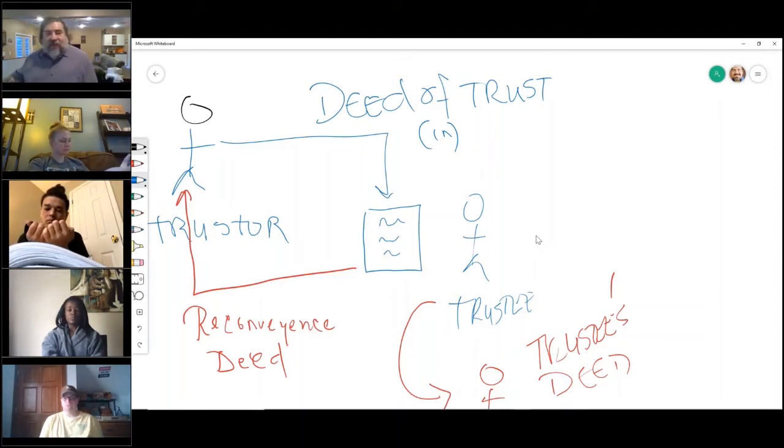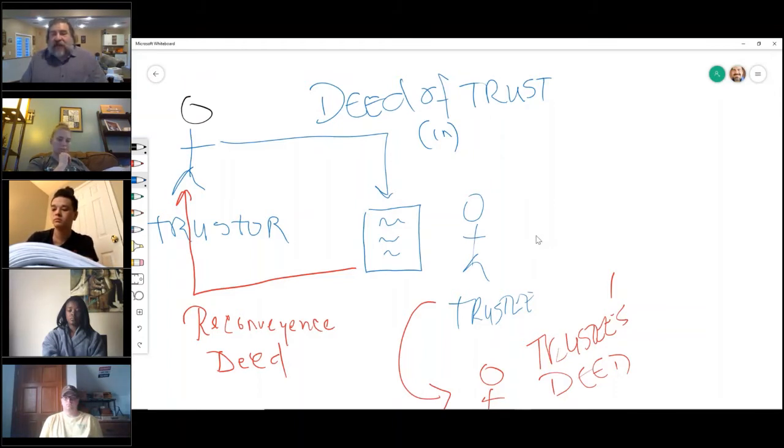Make sure that you get those straight, because they like that. They try and confuse you. Understand who the trustor is, who the trustee is, and read the question. If the trustee deeds it to someone else, that would be a trustee's deed.